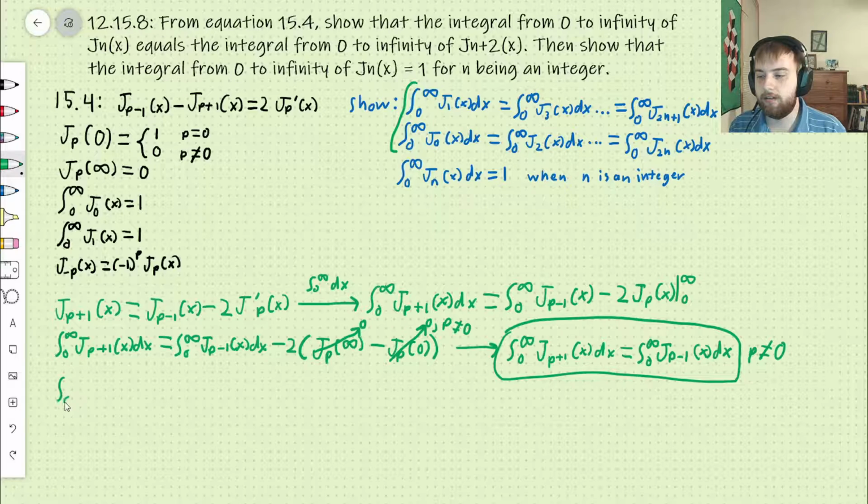We get the integral from 0 to infinity of J_1 dx equals the integral from 0 to infinity of J_{-1}(x) dx. And so what do we have here? This term is going to be 1, as we can see from this math fact up here. So it's going to be minus 2 times negative 1, or it's just going to be plus 2.